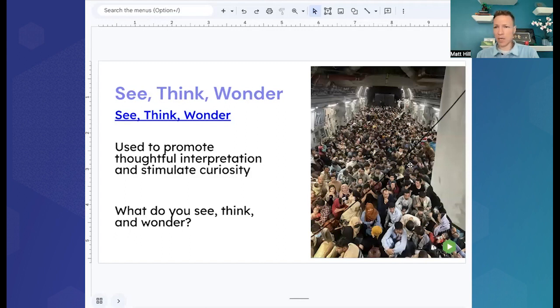If you find pictures from news articles, you can do something similar. What do you see in the picture? What does it make you think about? What are you wondering? Like, what question do you have related to it? You could do something similar if you do find pictures that relate to econ concepts.